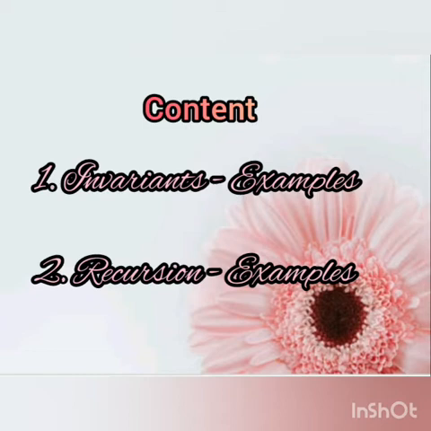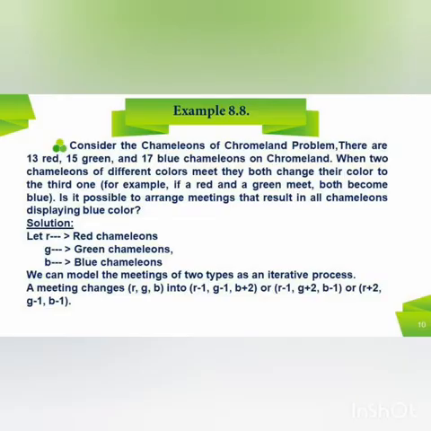Now, let's see an invariance example. Consider the chameleons of Chromeland. This example we have already discussed in the previous chapter, and we discussed the solution also. There are 3 different types of chameleons: red chameleons, green chameleons and blue chameleons. Whenever two chameleons of different colors meet each other, they both change their color to the third one.